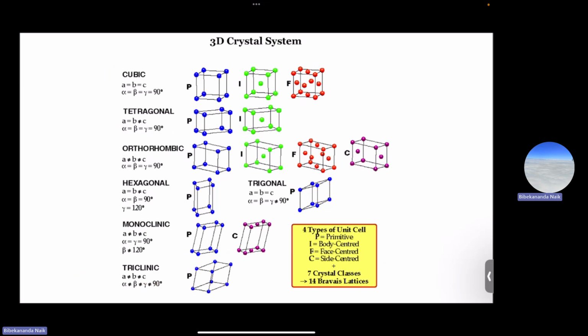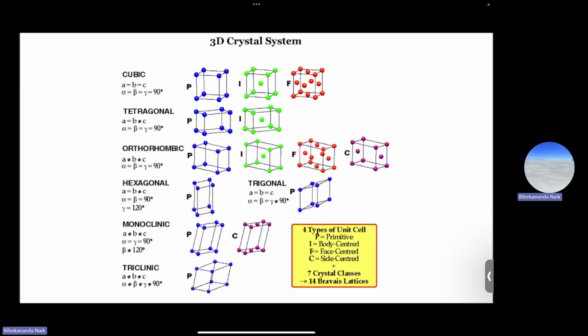And talking about the 3D crystal systems, we have 7 crystal structures, and corresponding to these 7 crystal structures, we have 14 Bravais lattices. What are Bravais lattices? There are some different types of structures. Like if you consider a cubic structure, then they can be primitive, they can be body-centered cubic, they can be face-centered cubic, and for other structures, they also can be end-centered. So corresponding to each type, we have different Bravais lattices.